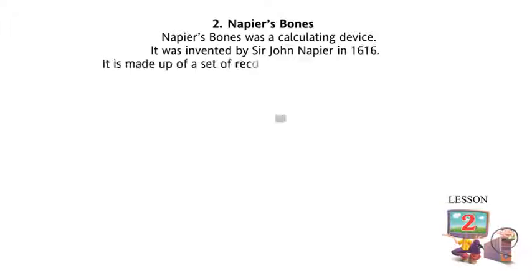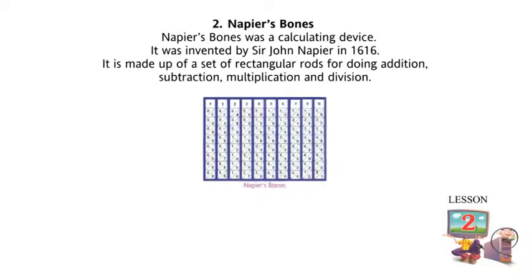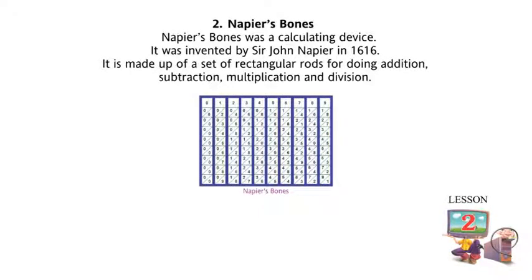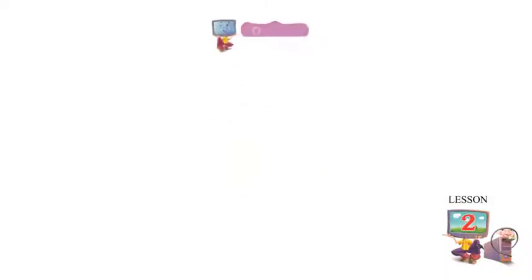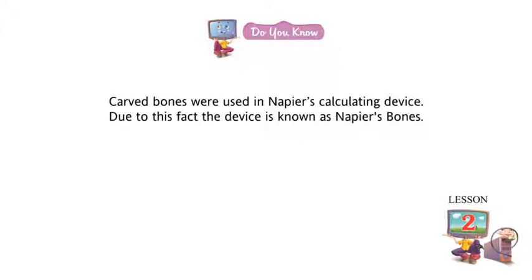2. Napier's bones. Napier's bones was a calculating device. It was invented by Sir John Napier in 1616. It is made up of a set of rectangular rods for doing addition, subtraction, multiplication and division. Do you know? Carved bones were used in Napier's calculating device. Due to this fact, the device is known as Napier's bones.